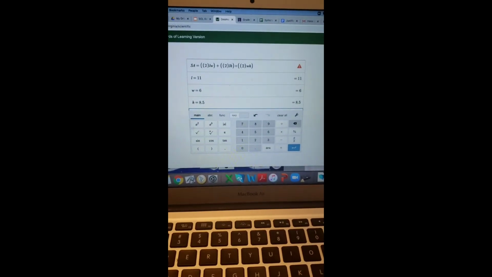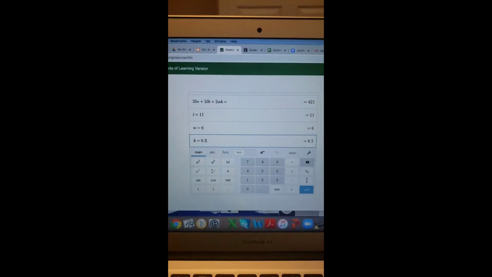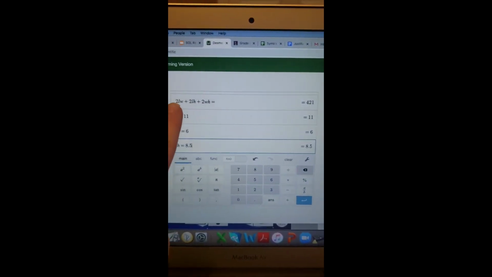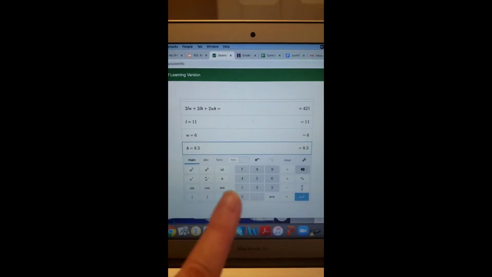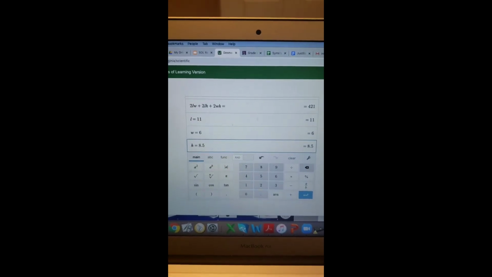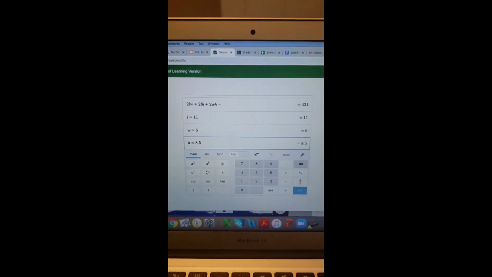I don't know. Let me figure it out and I'll get back to you. All right, I totally figured out what I did wrong. If you go back a couple seconds, I had "surface area equals" here. Don't put the surface area, just put the formula: 2 length times width, 2 length times height, plus 2 width times height, and then do that.